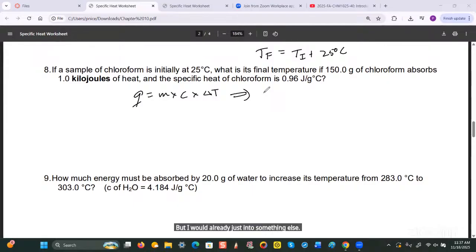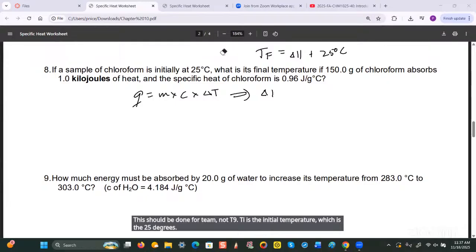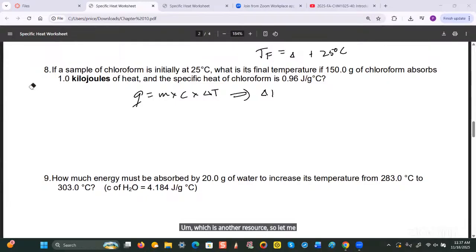Delta T is equal to Q. Oh, I made a mistake here, by the way. This should be delta T, not Ti. Ti is the initial temperature, which is the 25 degrees Celsius. So let me correct that. So this should be delta T right here. Okay. So delta T will be equal to what? Q over M times C. Very good. So let's calculate delta T.